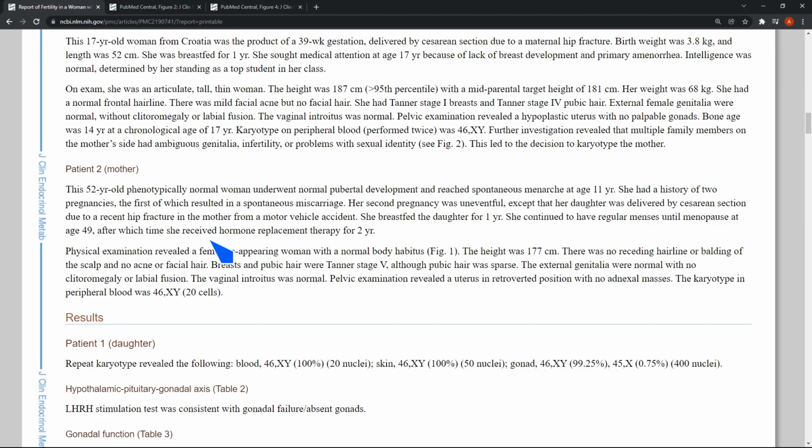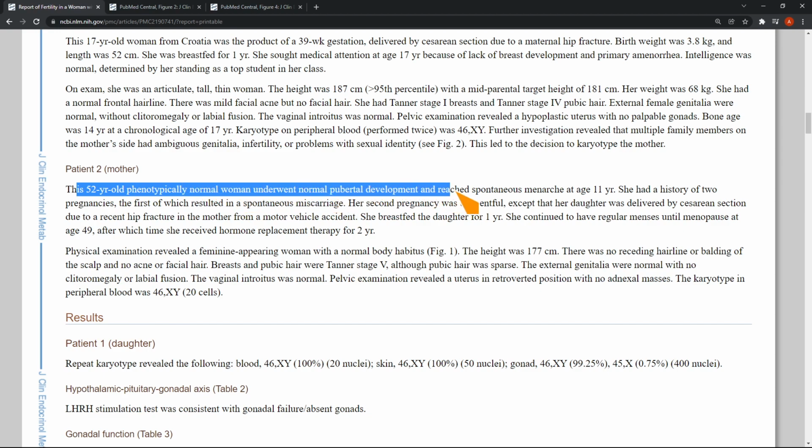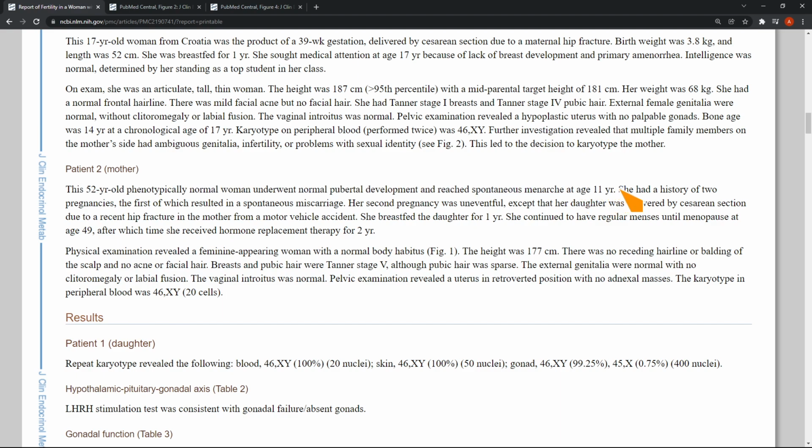They wanted to karyotype the mother, which is completely expected. You know, they want to see where this genetic abnormality came from. So, patient 2, the mother. This 52-year-old, phenotypically normal woman underwent normal pubertal development and reached spontaneous menarche at age 11. She had her first period at 11, and she went through puberty just fine.